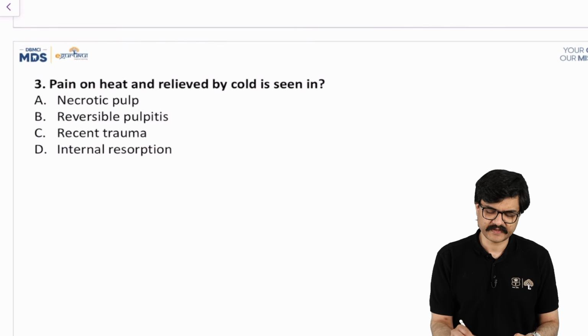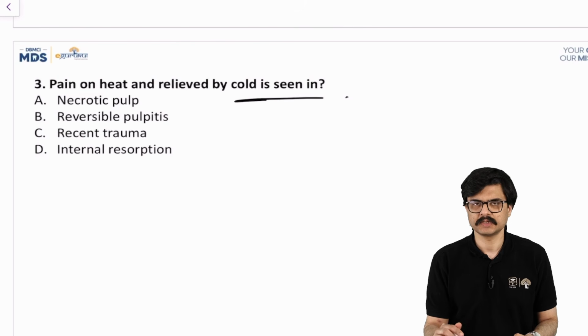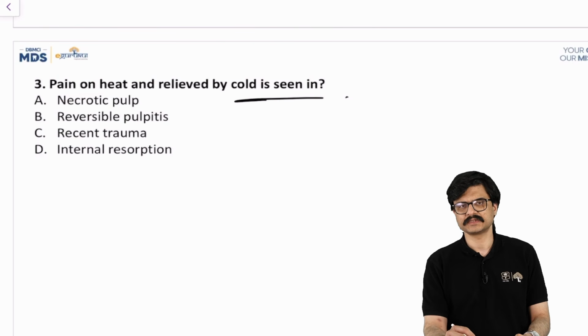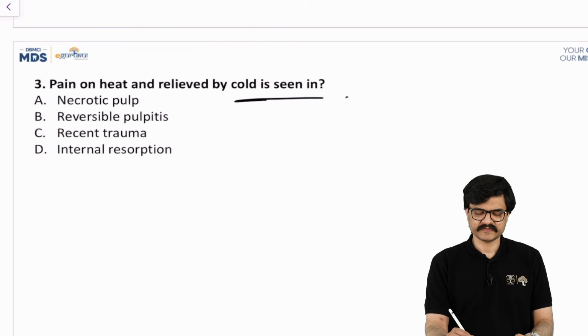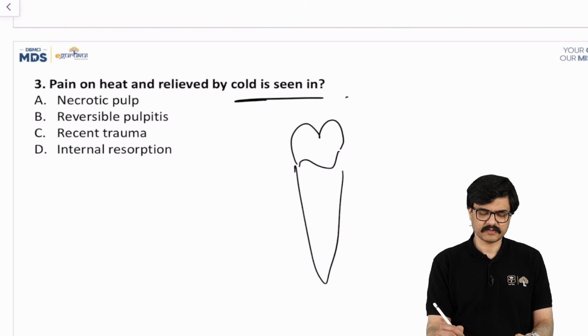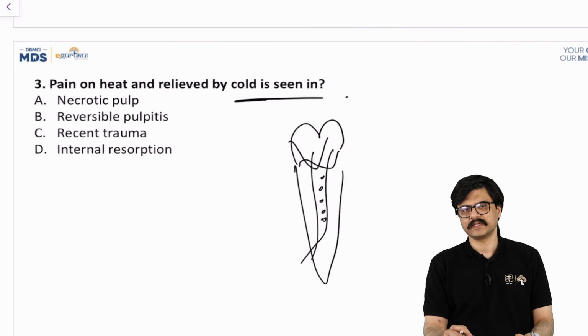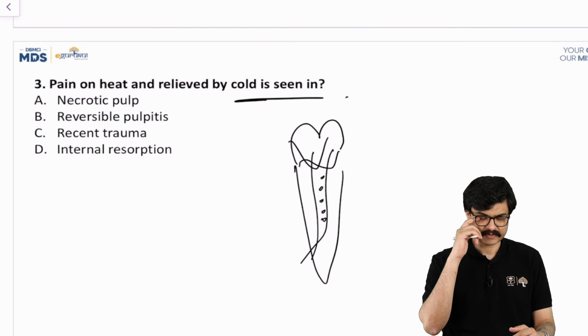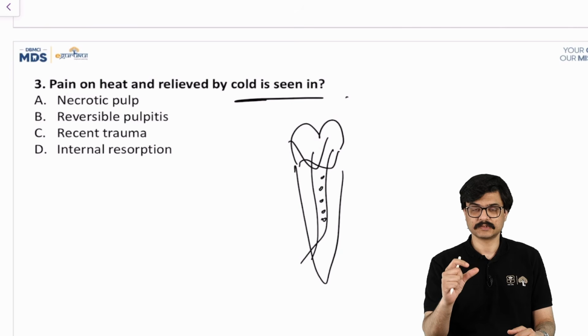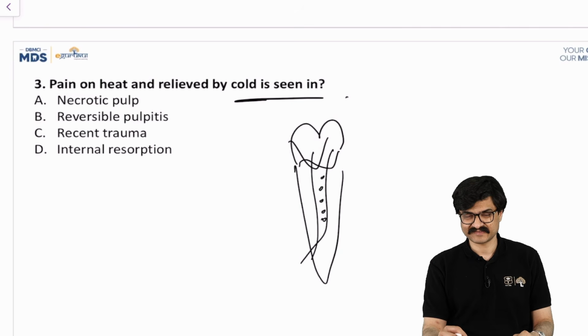Pain on heat, which is relieved by cold. Now this is very typical. This is a slightly controversial question. Why? Because there is still pain on heat, right? So this is typically seen in a necrotic tooth, guys. You have a root canal, deep caries, the tooth is necrotic, there is bacteria inside which has colonized the infected necrotic root canal space. So when there's heat, the bacterial byproducts, that's pyruvic acid, lactic acid, are all released as a byproduct of glycolysis, right?